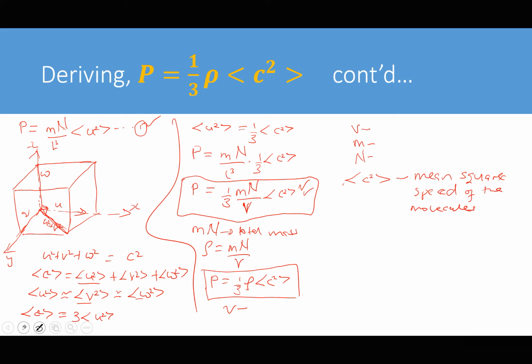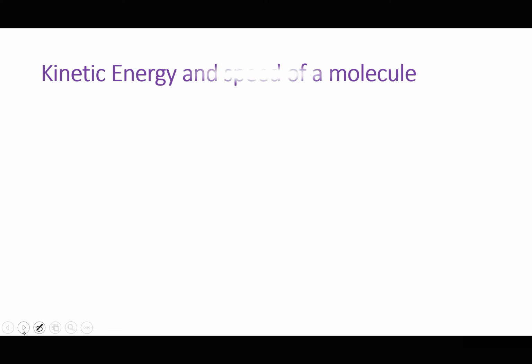Having seen the relationship between pressure and mean square speed of molecules, remember we said we have to see the equation of state, the kinetic theory of a gas, the pressure of a gas, then the kinetic energy of a gas. So let's see the kinetic energy of the gas and the speed of a molecule. Those are the remaining concepts under the kinetic theory of a gas.